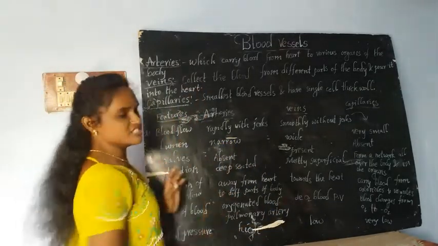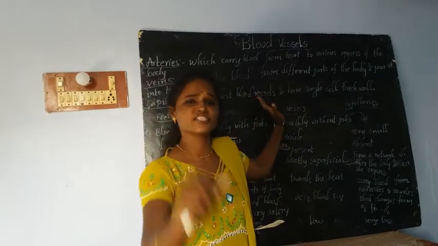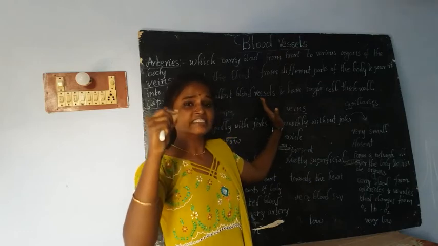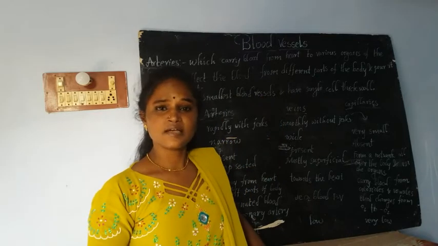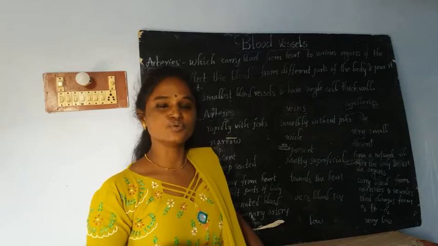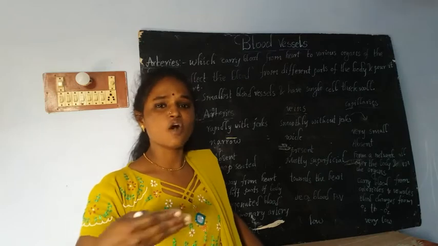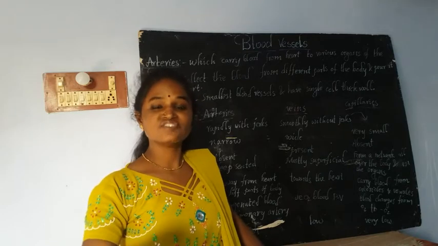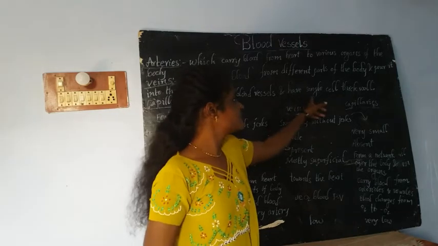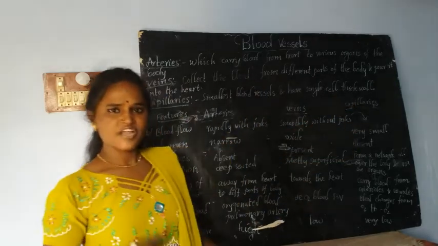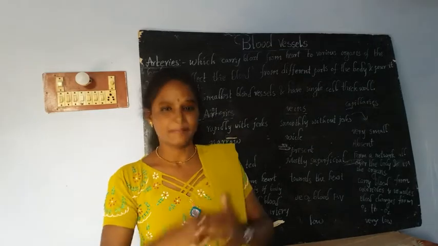What about capillaries? Capillaries are the smallest blood vessels. These are the very smallest blood vessels, and they have only single cell thick walls. Why do they have single cell thick walls? Because their function is to be involved in the exchange process, exchange of gases, exchange of materials. They act as an exchange site. That's why they have single cell thick walls. Wherever you find capillaries, an exchange of something will happen.